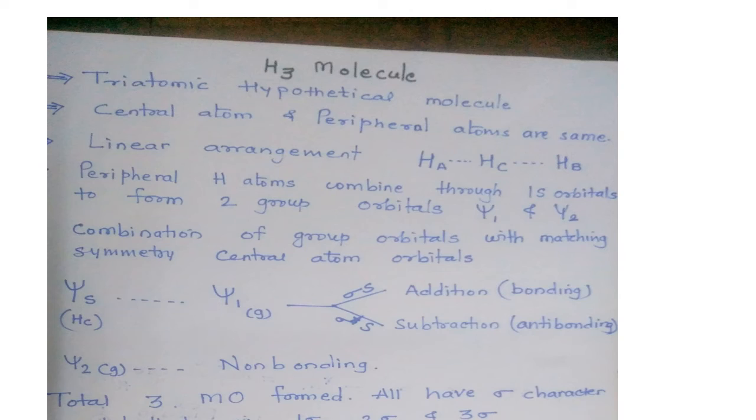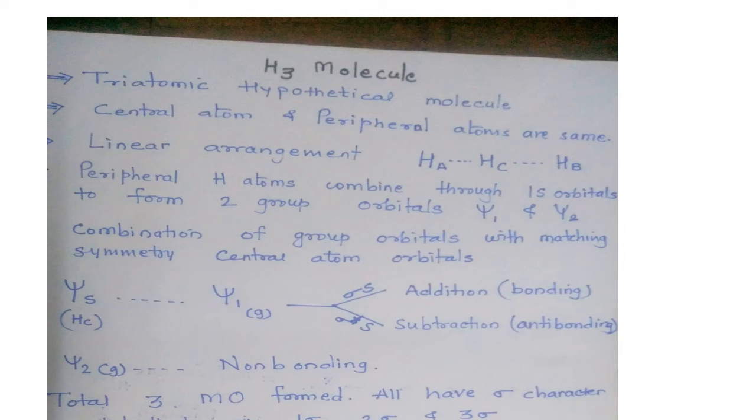geometry. The peripheral hydrogen atoms, as usual, will form two group orbitals, one by addition and one by subtraction, labeled as psi1 and psi2. Psi1, which is a group orbital, then combines with the central atom's s orbital, the only orbital available with the central atom. This combination will lead to the formation of two molecular orbitals, one bonding and one anti-bonding, with bonding labeled as sigma s and anti-bonding as sigma star s.